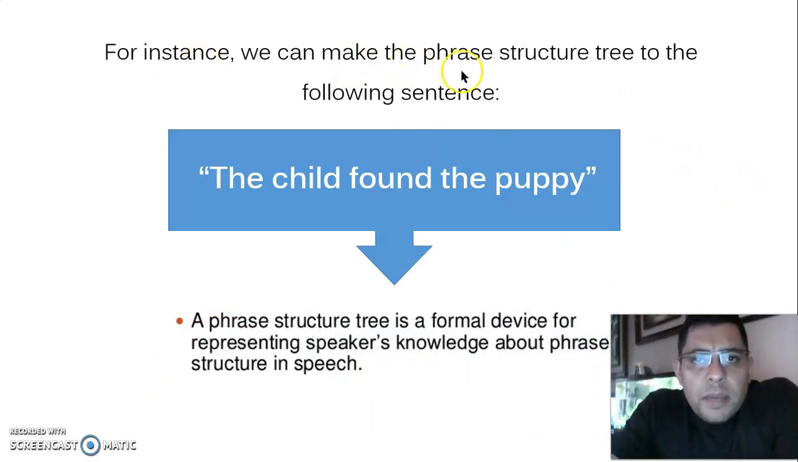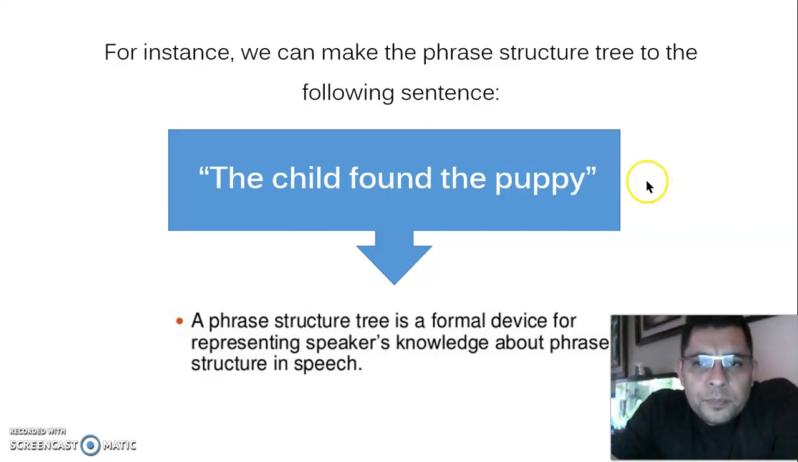For instance, we can make the phrase structure tree to the following sentence. The child found the puppy. A phrase structure tree is a formal device for representing speakers' knowledge about phrase structures in speech. What does this mean? That in a morphological analysis, we have to check every single word in just one go.